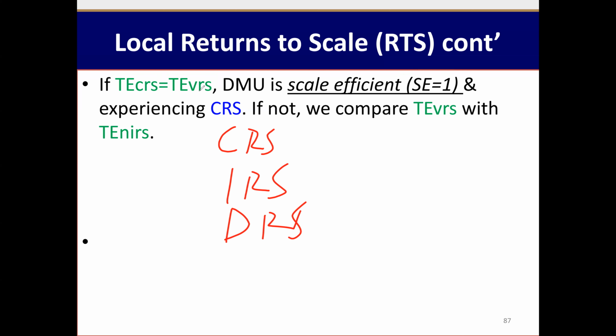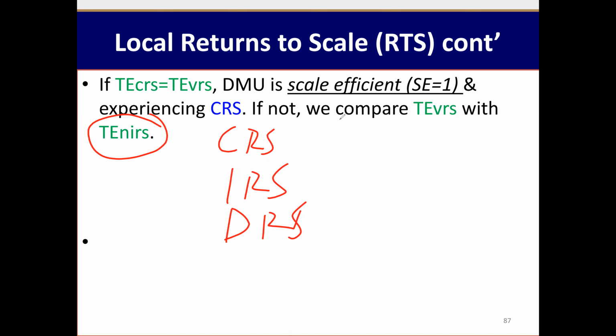Now, we've already established that the TE CRS is not the same as the TE VRS. Okay. And so what do you do? If it is not the same, you go to the next step. The next thing to do is to go ahead and estimate that same industry score, this time introducing the non-increasing returns to scale, and then you use that to estimate the score.